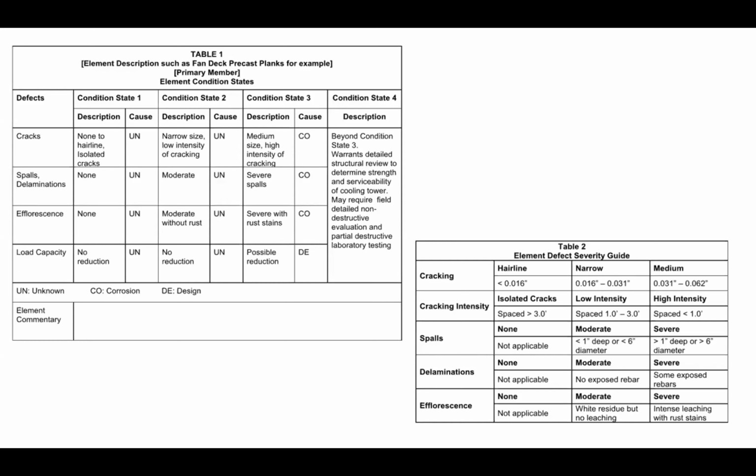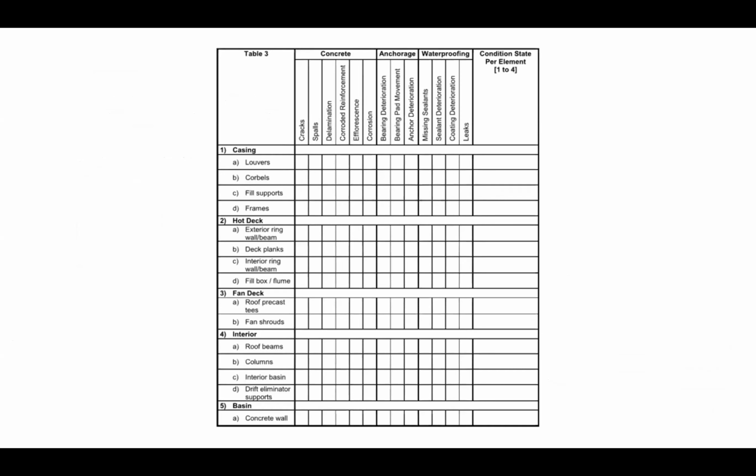For each condition state, you could rate that particular element. How much of it is in state 1, 2, 3? Does it need further evaluation in condition state 4? There's a separate table on the right that helps guide you. If you're talking about cracking, what is hairline, narrow, and medium crack intensity, spalling, delamination, efflorescence, etc. All of those things can be listed out and given condition ratings in order to evaluate the asset.